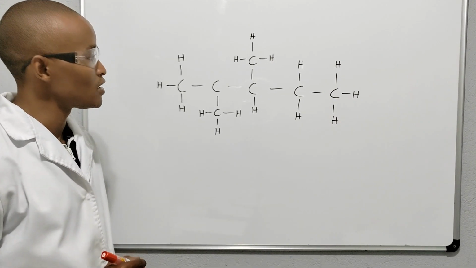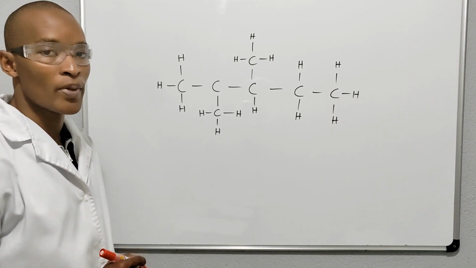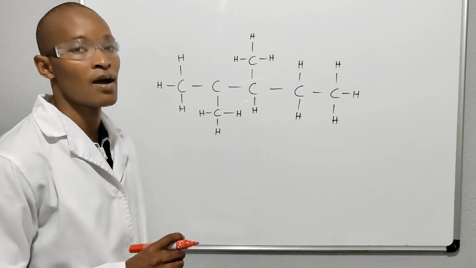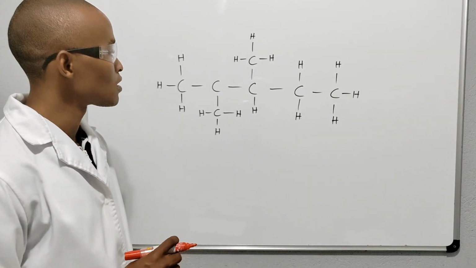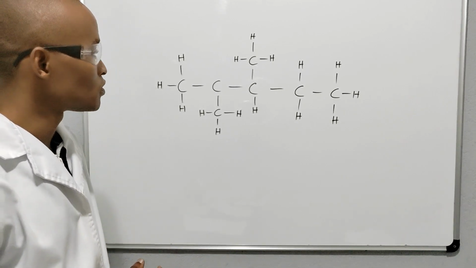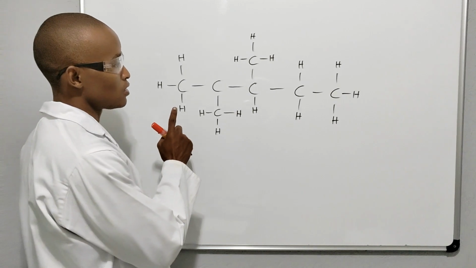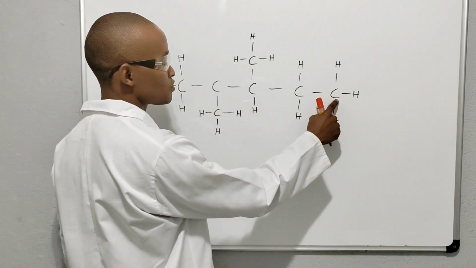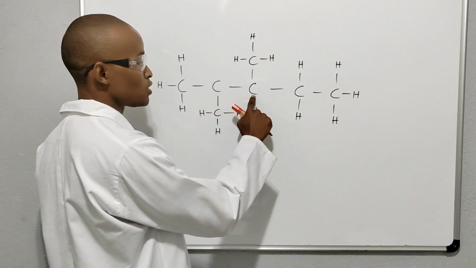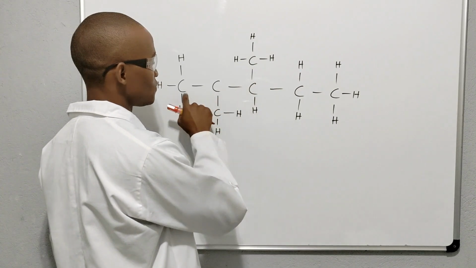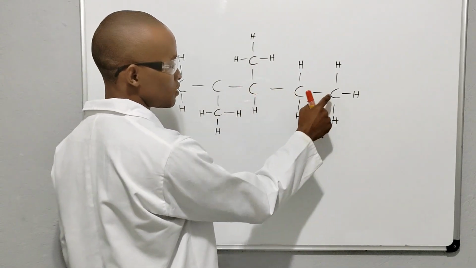Now, the first thing is to identify your parent chain, which is the chain that contains the highest number of carbon atoms in this hydrocarbon or the given molecule. So let's start checking where is our parent chain. 1, 2, 3, 4, 5 carbon atoms. 1, 2, 3, 4, 5 carbon atoms. 1, 2, 3, 4, or 1, 2, 3, 4.